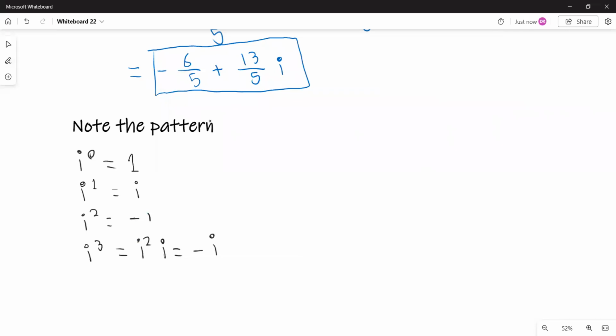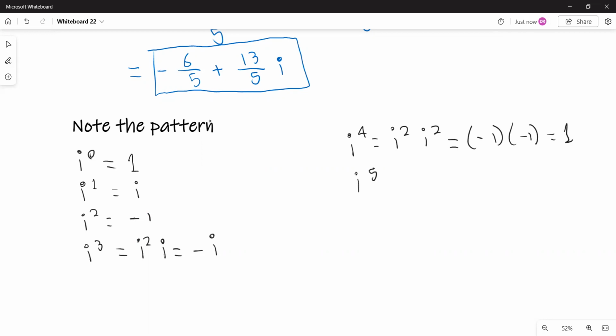Okay, next, i to the fourth. This is i squared times i squared, where i squared is negative 1. So i to the fourth is 1.